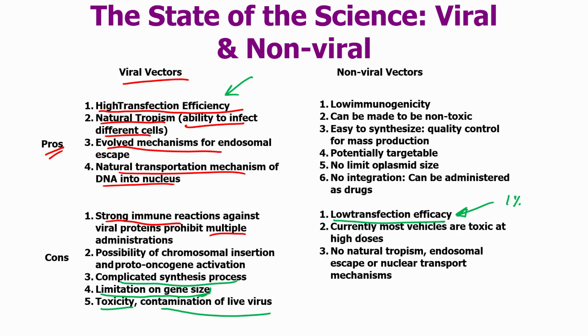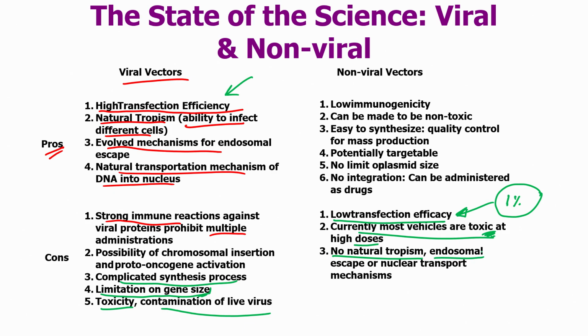Most of the vehicles that we use are fairly toxic at high doses, and the reason we need high doses goes back to the transfection efficiency. Because we have such a low transfection efficiency, we want to deliver more of it, so that at least even if 1% goes, we have enough dose. But then at those high doses you can have toxicity associated with these vesicles and non-viral vectors. And then there is no natural tropism, so you have to worry about how to target a particular cell, how to target different cells.